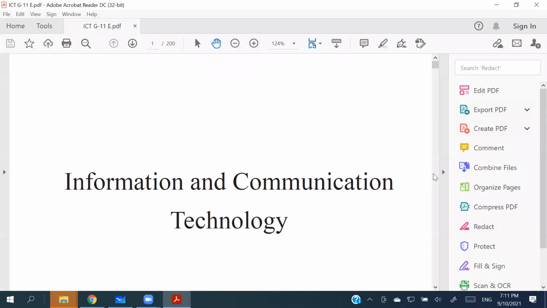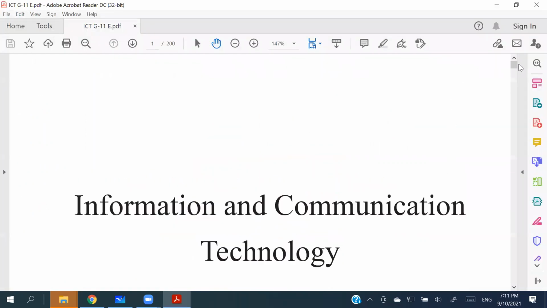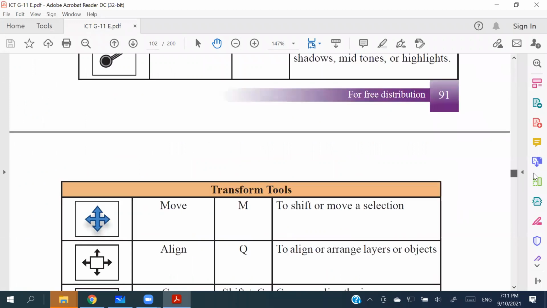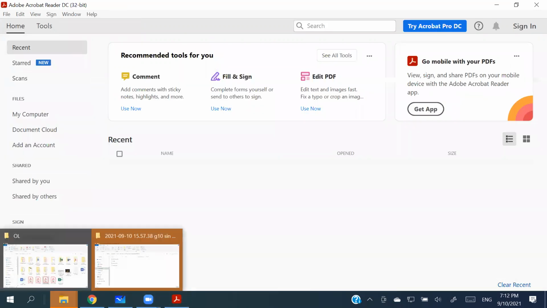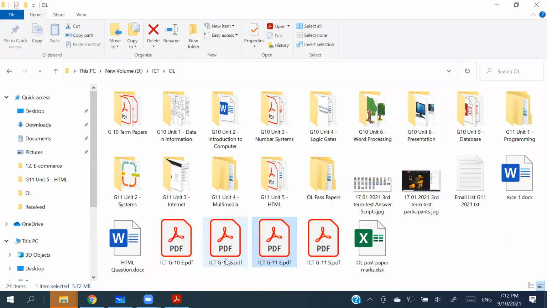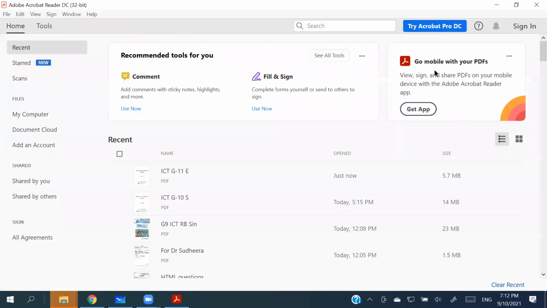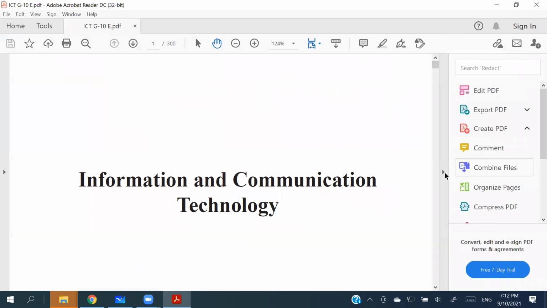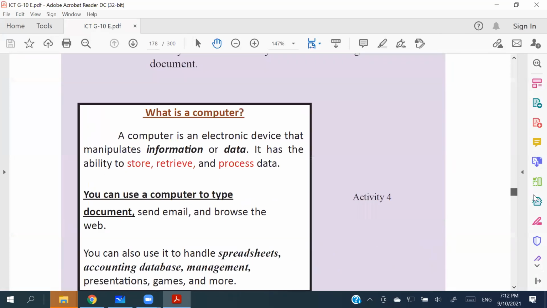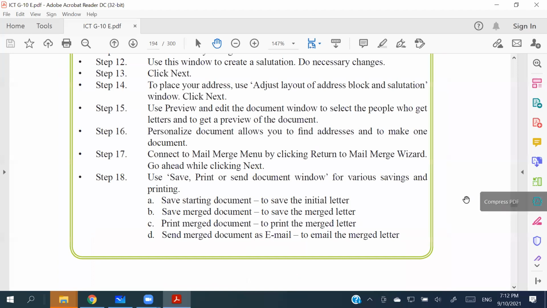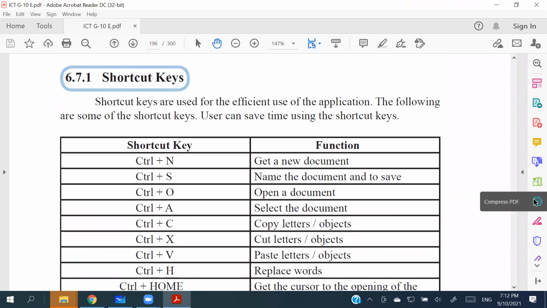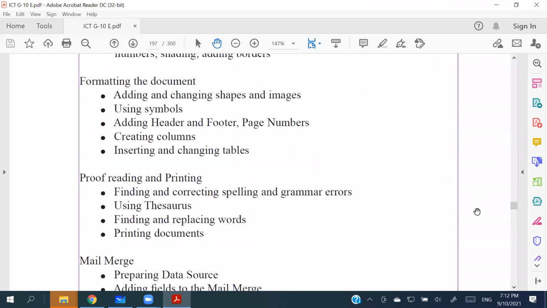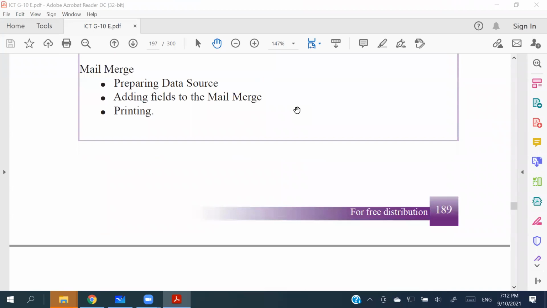Right, so now when it comes to the spreadsheets, I'm sorry, I think I have opened the incorrect one. It's the grade 10 I need. Yeah. Now, I think you may remember the things that we have done in the word processing software, which is MS Word, right?